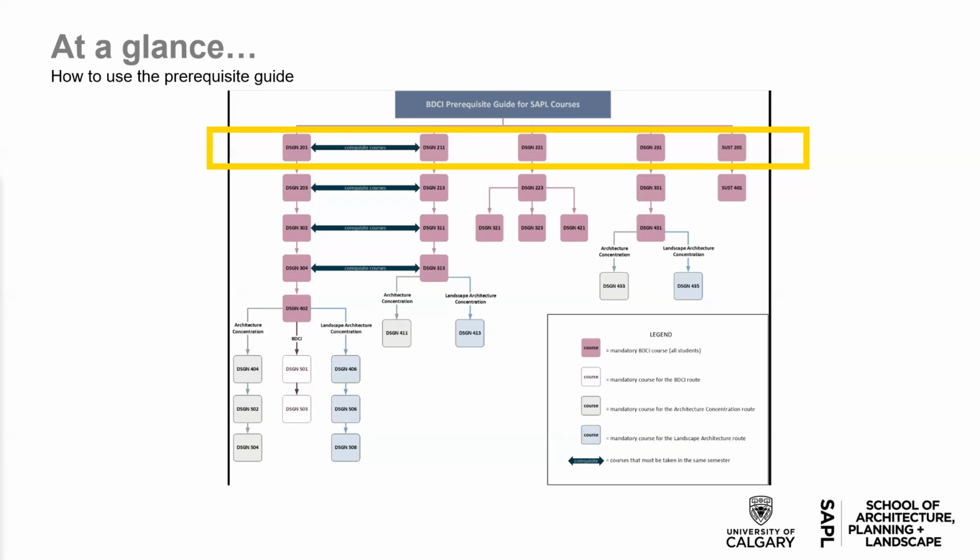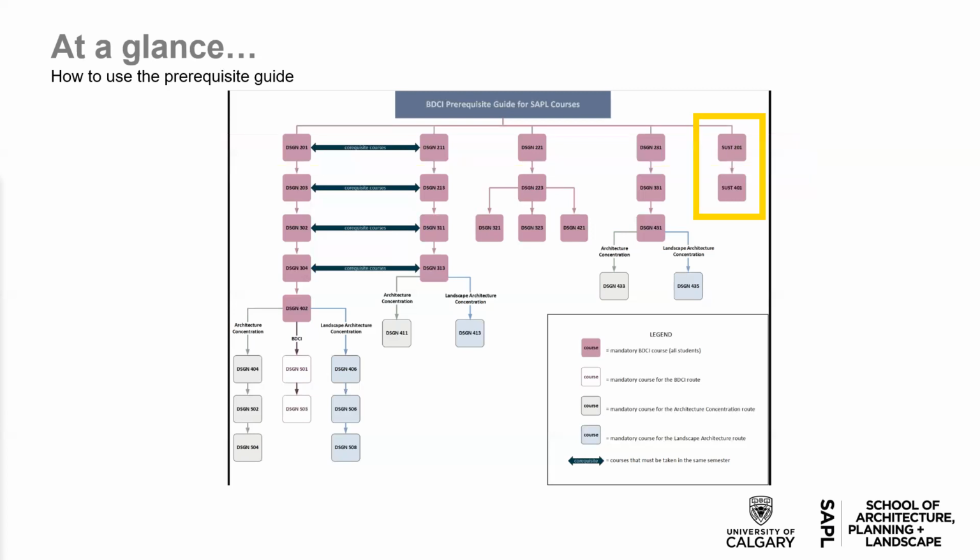The top of this diagram starts with the typical first-year SAPL courses we recommend that BDCI students take. If you go down the diagram following any of those top courses, you'll see a chain of how the courses are connected. Here, the course on the top represents the initial prerequisite, and if you earn a C- grade or higher in this course, you can take the next course down the line.